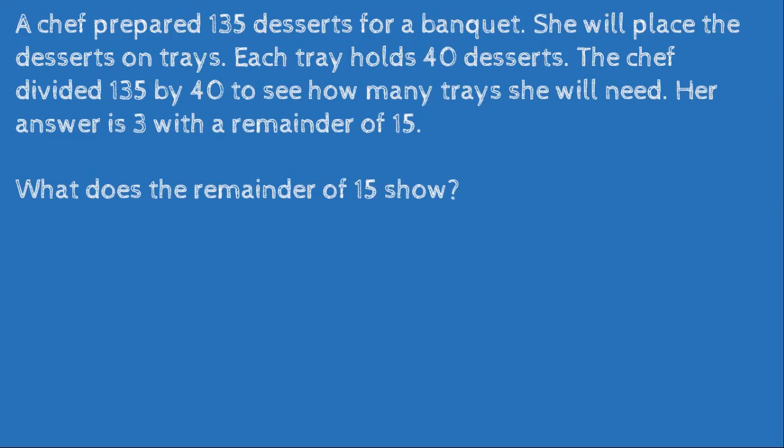A chef prepared 135 desserts for a banquet. She will place the desserts on trays. Each tray holds 40 desserts. The chef divided 135 by 40 to see how many trays she will need. Her answer is 3 with a remainder of 15. What does the remainder of 15 show?